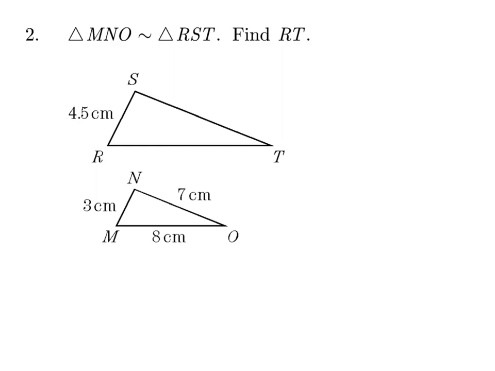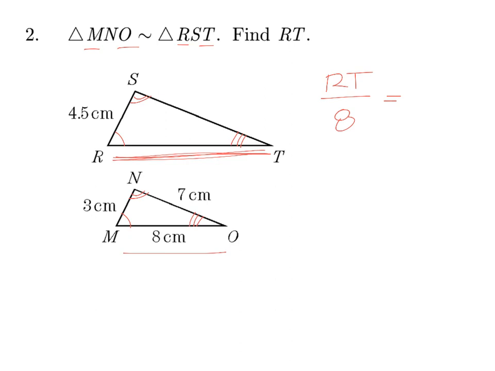They tell you triangle MNO is similar to RST. Find RT. Alright, if they're similar, then M is congruent to R, N is congruent to S, and O is congruent to T. Alright, now let's see, find RT. Here's RT. Okay, so RT corresponds to what? MO. MO is 8.